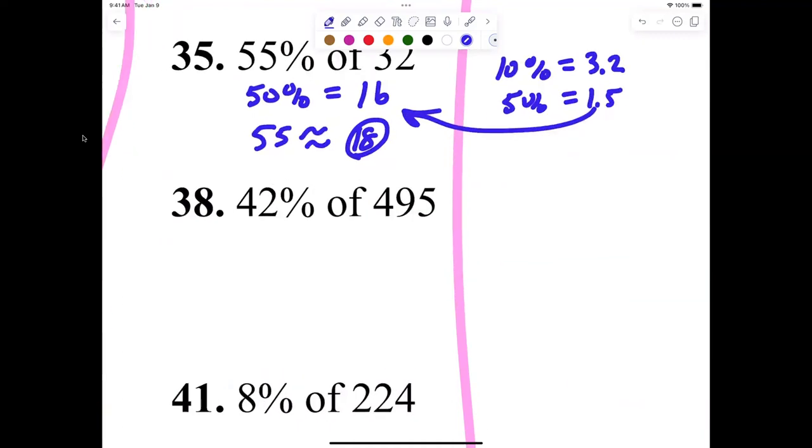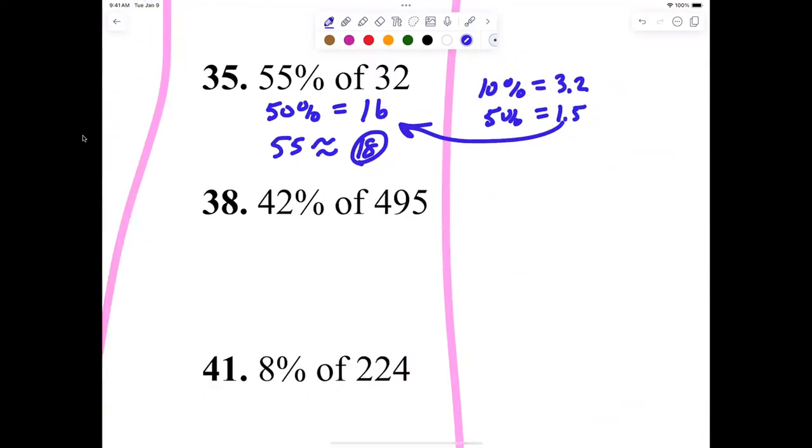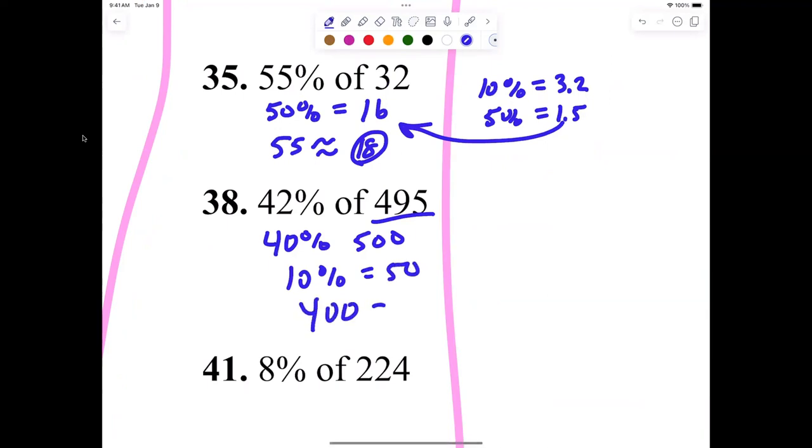All right. So instead of 42%, I'm going to make that what? 40%. 495, I'm just going to change to what? 500. There you have it. What's 10%? 50. So 40% would be roughly 200.